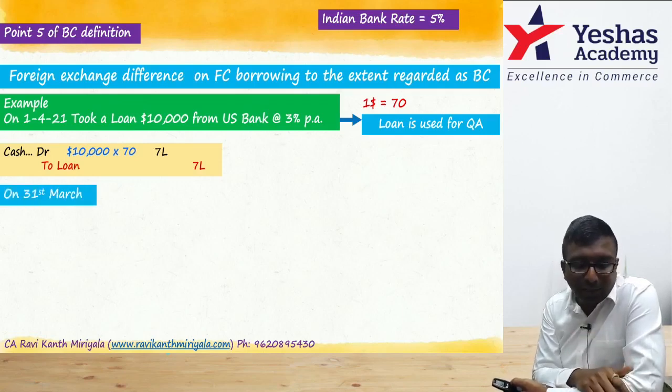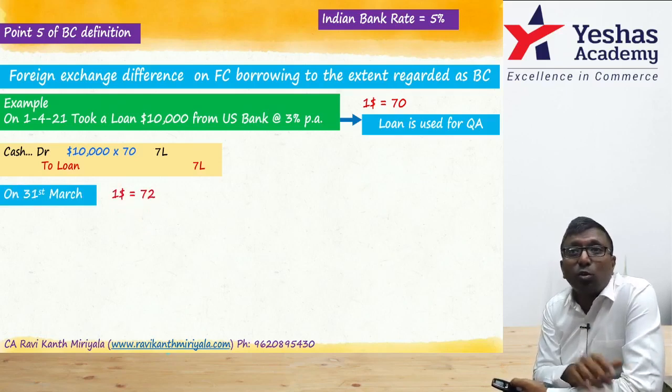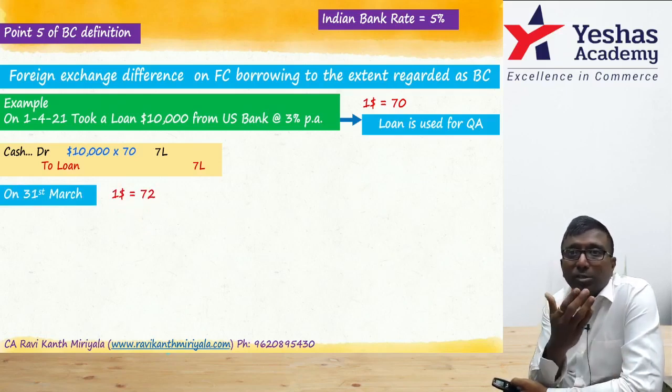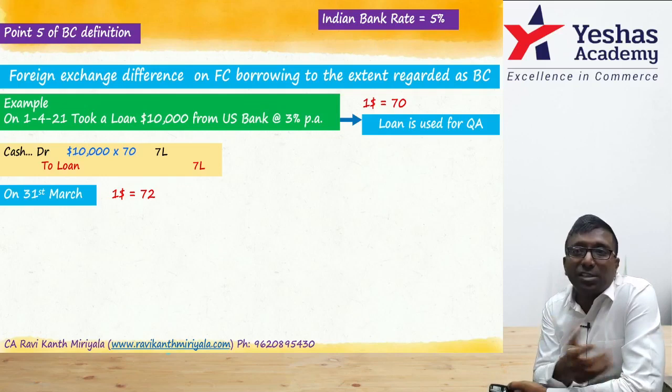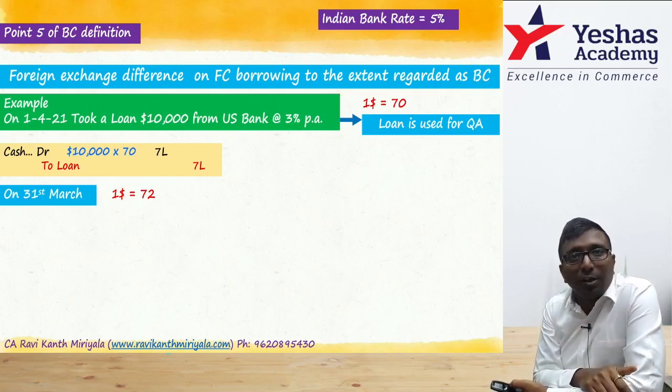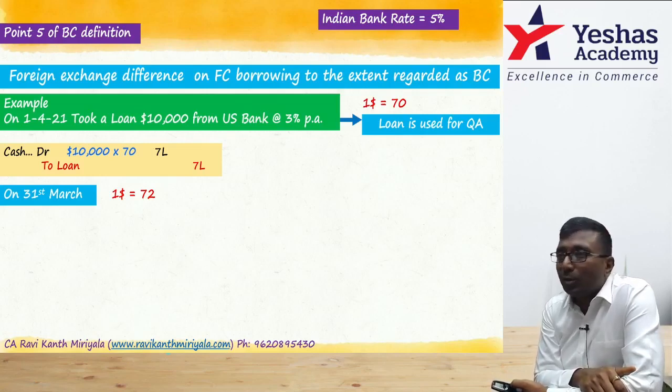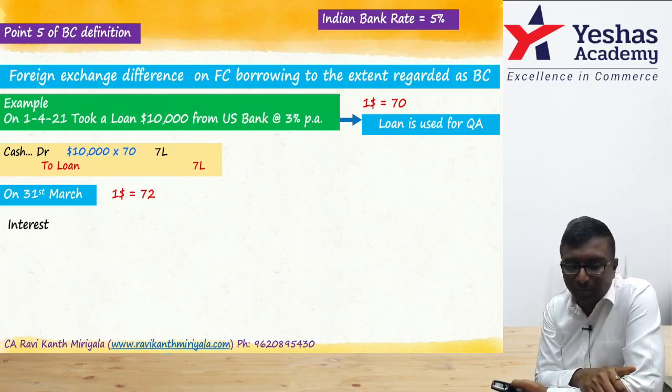Now, year end came. That is 31st March. Today's rate is what, sir? Today's rate is $1 is equal to 72 rupees. Yeah. 1st April to 31st March, 1 year. Dollar rate fluctuated. 2 rupees increased. Now first thing, are you supposed to pay interest or not? Interest accrued, na? Tell me how much is the interest? What is your interest amount?